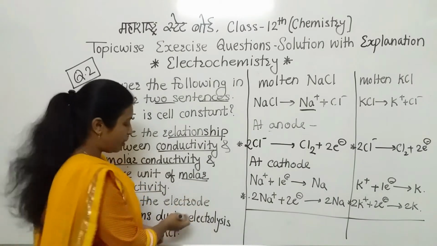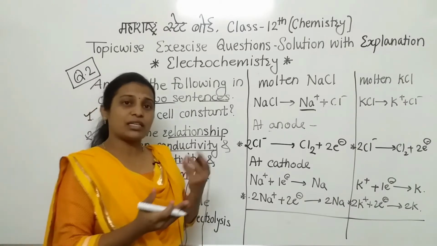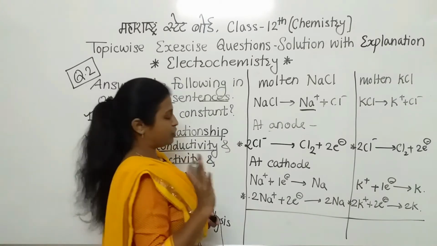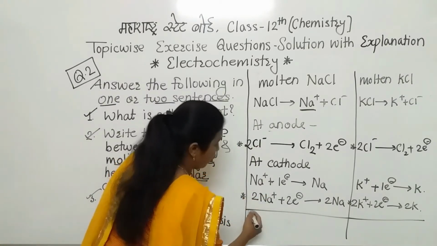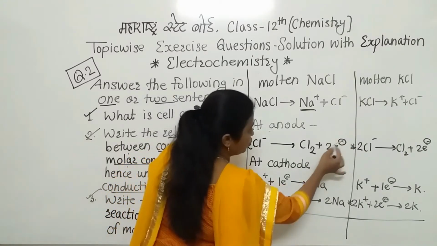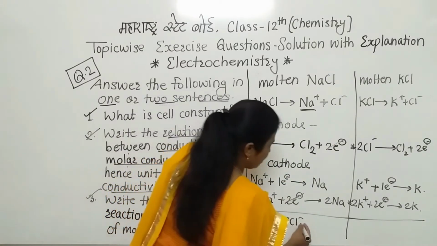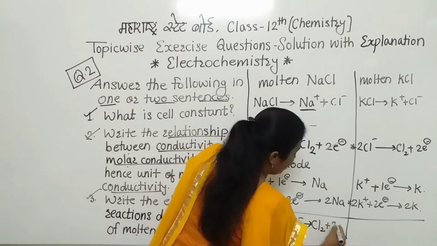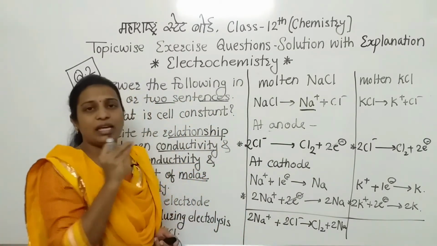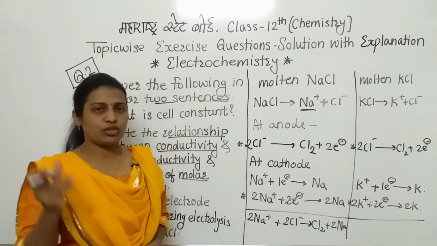You will say, ma'am, only one question is there for molten KCl in the exercise, but the possibility is that the question is based on molten NaCl also. So for our practice purpose we are completing one additional question. What will be the product or overall reaction? Now see here, 2Na plus, these 2 electrons will get cancelled, plus 2Cl minus, and there is a formation of Cl2 plus 2Na. This reaction takes place in case of molten NaCl on electrolysis, at anode and cathode, and this is the net or overall reaction.